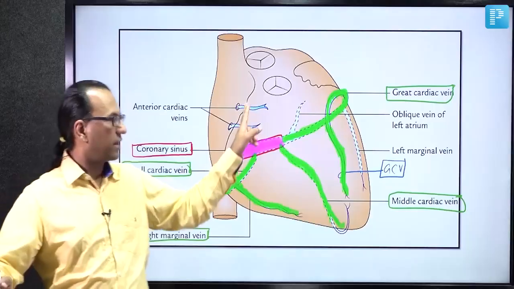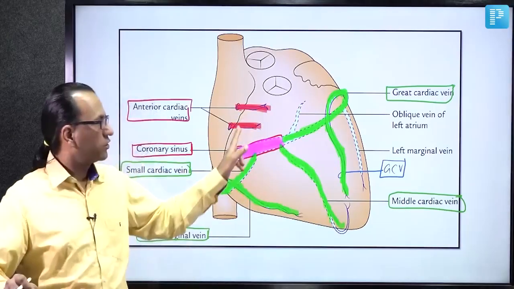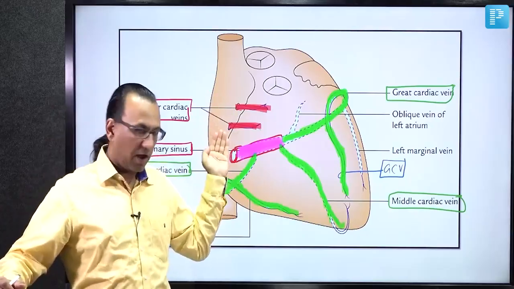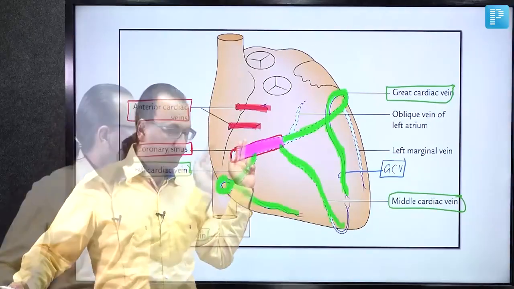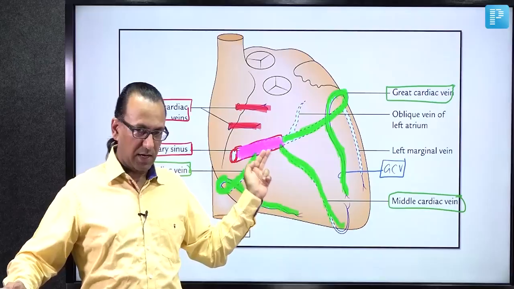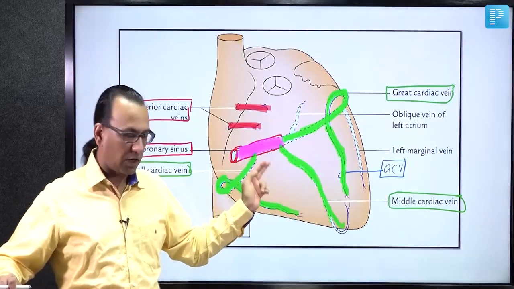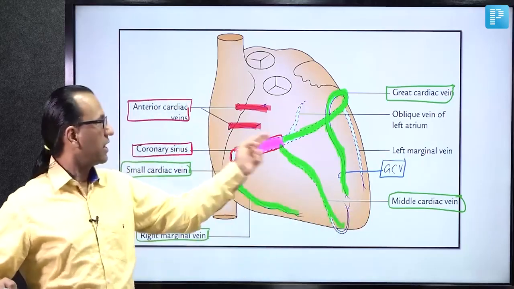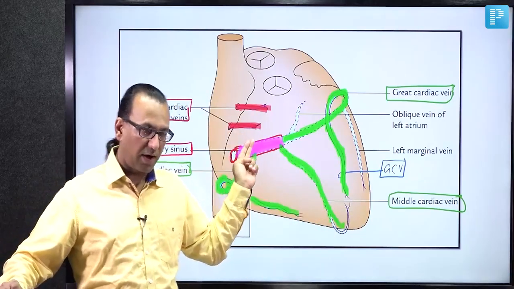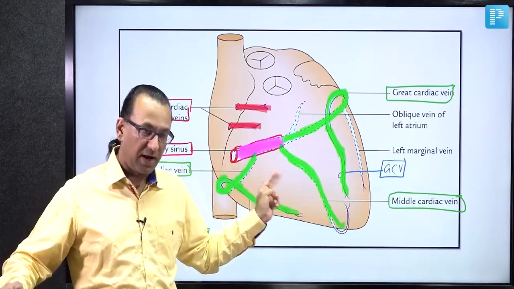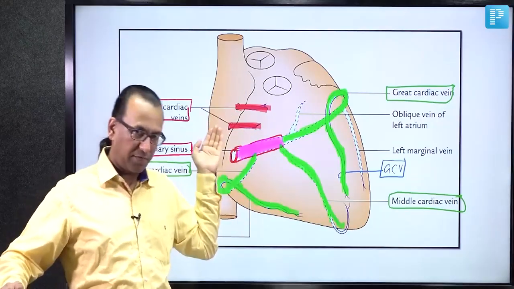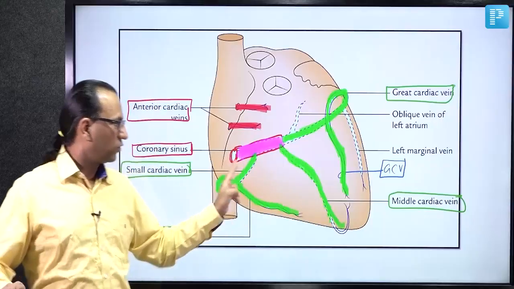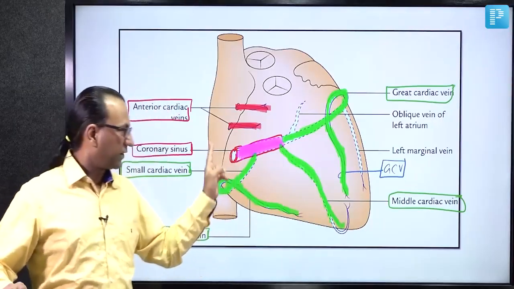But there are some veins like the anterior cardiac veins, which do not drain into the coronary sinus. They drain directly into the anterior wall of the right atrium. So if there is a coronary sinus thrombosis, then some of the veins will be dilated, which are the small cardiac vein, middle cardiac vein, and the great cardiac vein, but not the anterior cardiac veins, because they do not drain into the coronary sinus. They drain directly into the anterior wall of the right atrium. And where is the coronary sinus draining? The coronary sinus is draining into the posterior wall of the right atrium.